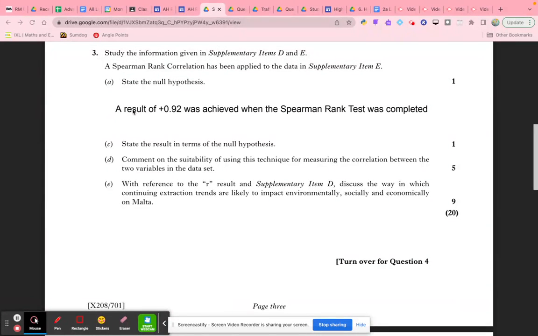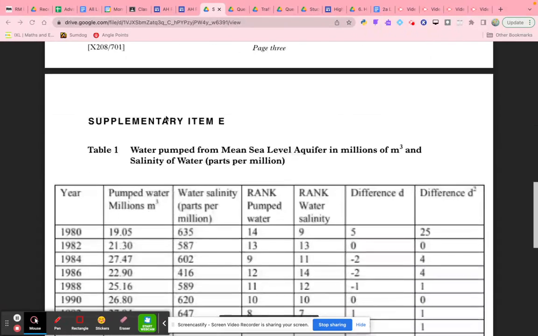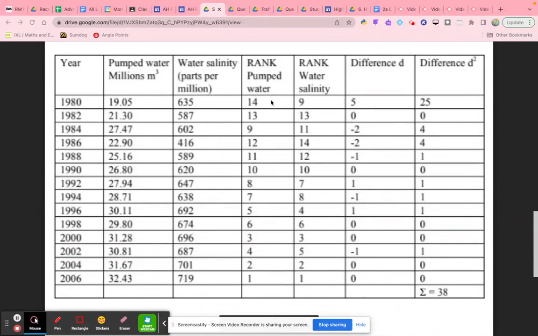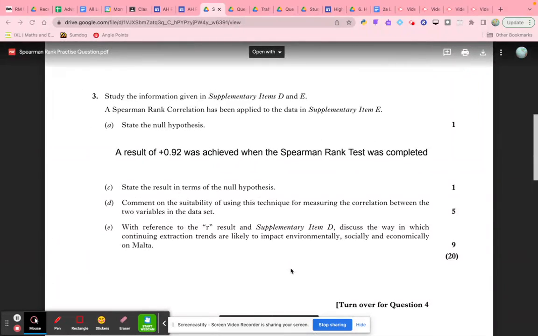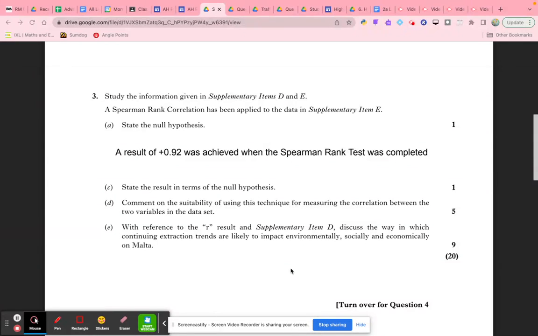Right, we are then told that there's a result of looking at these two is actually plus 0.92. That's once the Spearman Rank has been conducted. As we can see, once the full Spearman Rank was completed, the result was plus 0.92. So what does that mean? State the result in terms of the null hypothesis. Well, first of all, before we even look at the critical values, we can state that it is a very strong positive relationship, and that is because the result was plus 0.92, which is very close to 1. And that's why it's not just positive, but it's also strong.